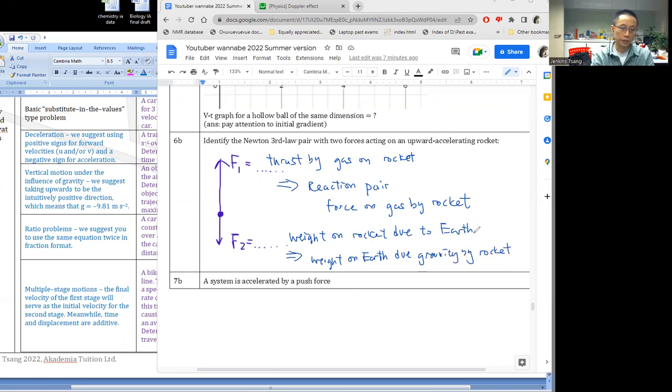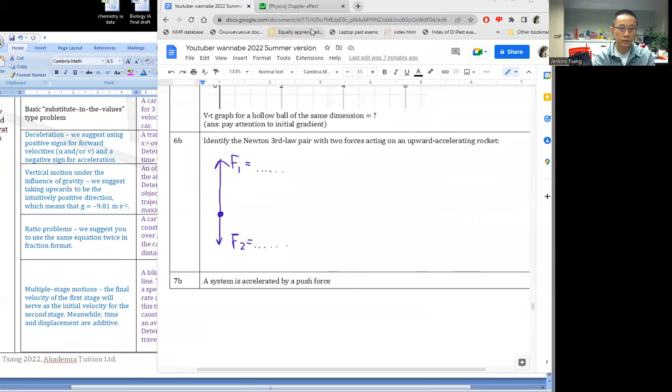And that sounds pretty weird, but that's how the third law works. Everyday objects generate negligible gravity, but even a very small gravity acting on a huge mass, such as the Earth, can cause the Earth to experience an equal and opposite reaction force, which is weight in this case. So the answer is B.